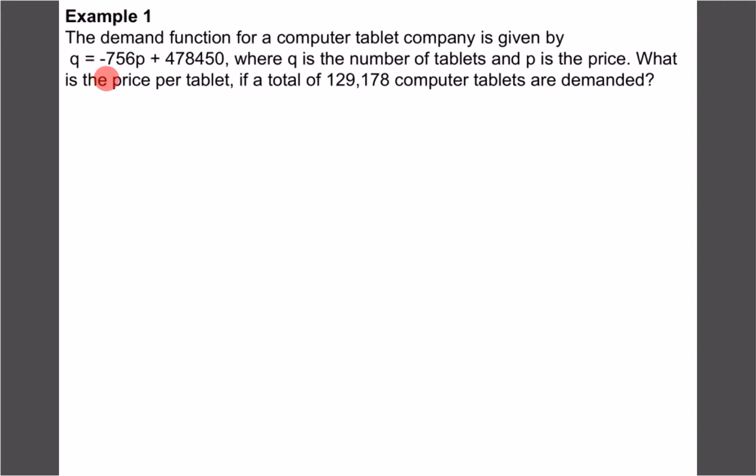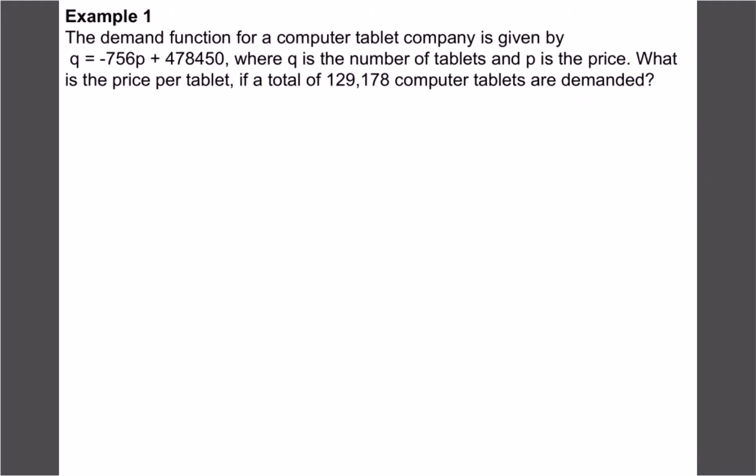Example 1 says the demand function for a computer tablet company is given by Q equals negative 756p plus 478,450, where Q is the number of tablets and P is the price. What is the price per tablet if a total of 129,178 computer tablets are demanded?